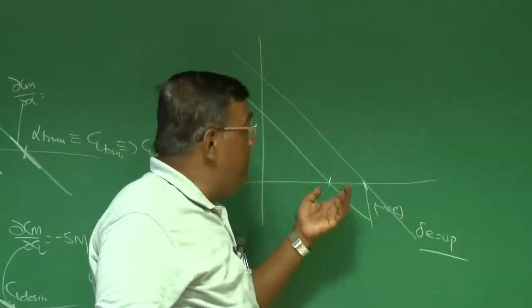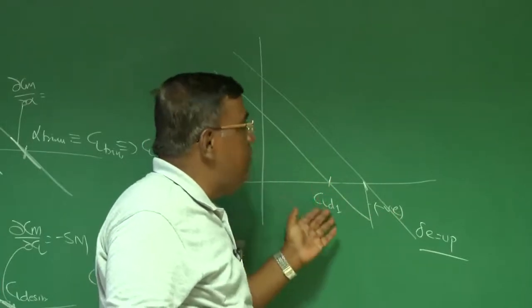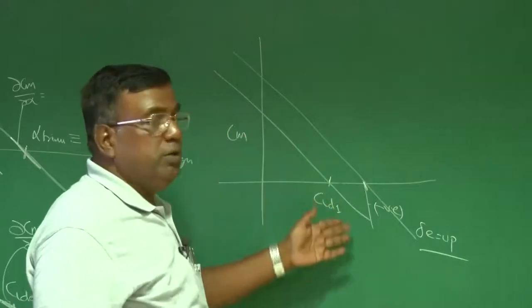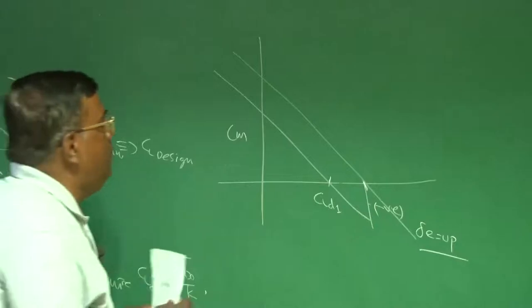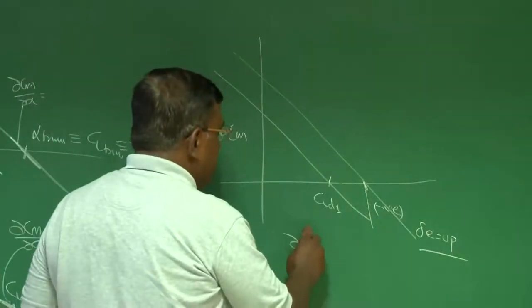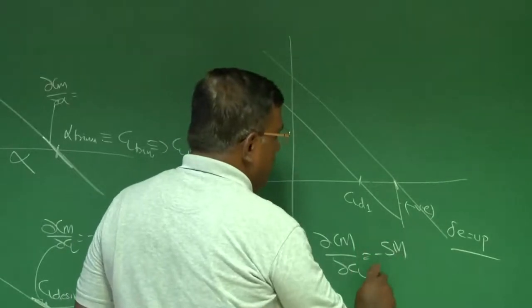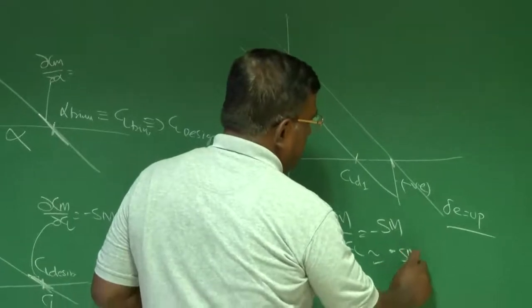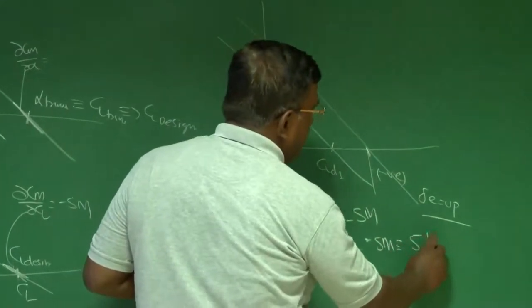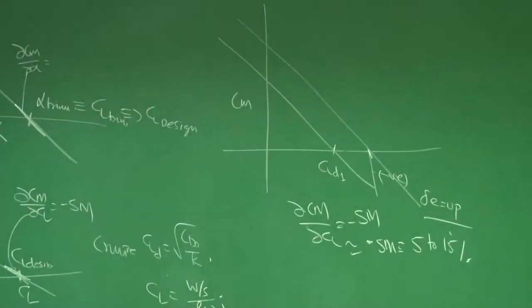So if most of the time I am going to fly the airplane at a particular CL design, I should ensure that Cm versus CL follows this trend without applying the elevator, where I know that the slope dCm by dCL should be minus static margin. We design the static margin to keep around 5 to 15%, depending upon what level of confidence I have in those aerodynamic estimations.